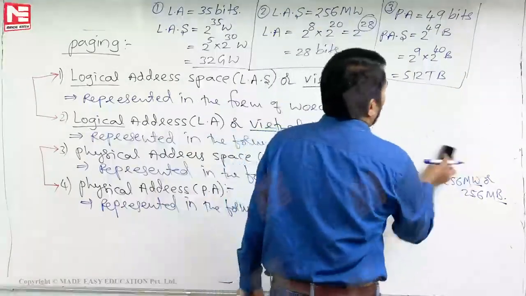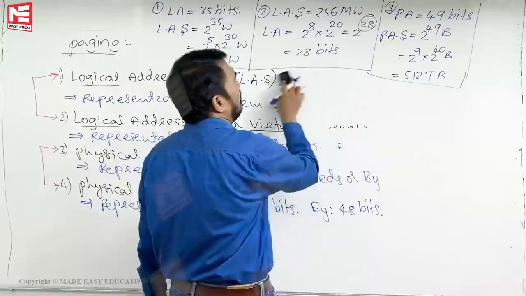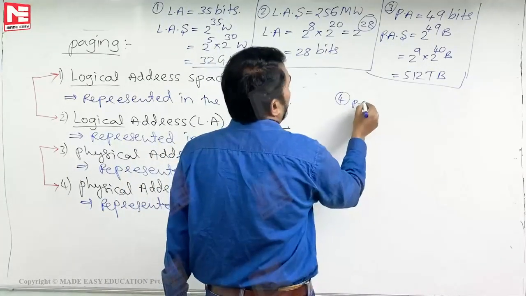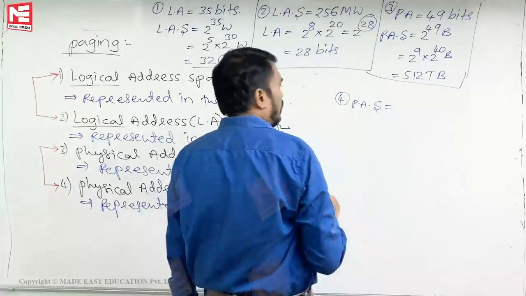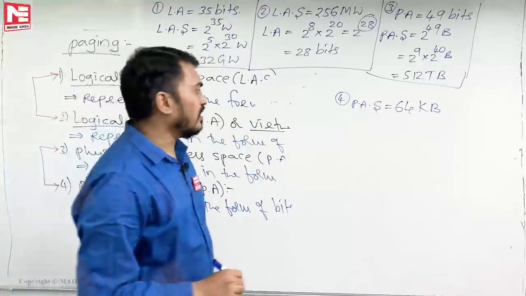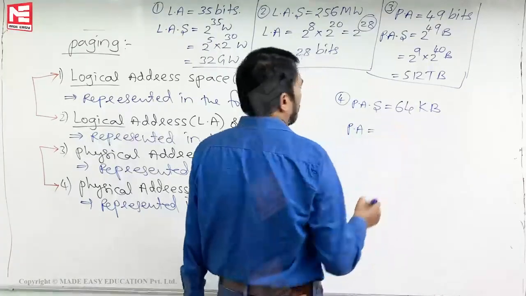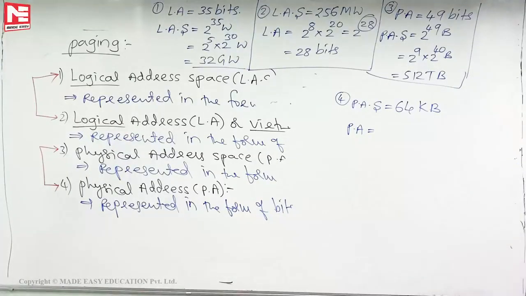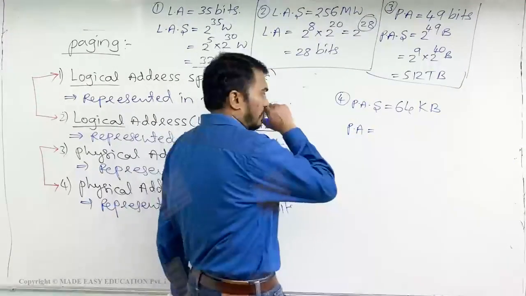And the next, now next is what? Same thing. If the physical address space is given, you can find out the physical address. Okay, same thing. Now tell me. Next question 4. If the physical address space is, listen here, 64 kilobytes. Now tell me, PS is 64 kilobytes. Then tell me, what is the physical address? Physical address क्या होगा? कॉपी करो, कॉपी करके सॉल्व करो. Please copy that. Now tell me, so the physical address space is 64 kilobytes. Now tell me, what is the physical address?